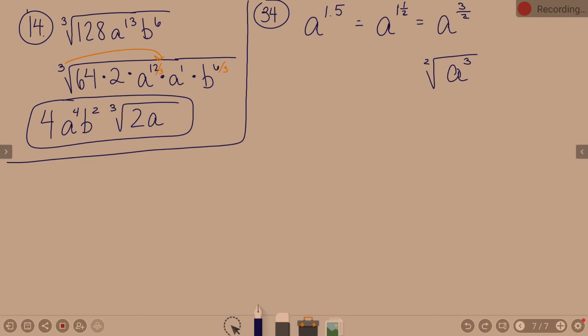Why do I say this simplifies? Are there sets of 2 here? Yeah, if it's a square root, it needs sets of 2. Are there sets of 2 in here? There is. 3 does not divide by 2. But what's right below 3 that does divide by 2? And that is a to the second. And you have a leftover a to the first. So on this particular one, we are simplifying.